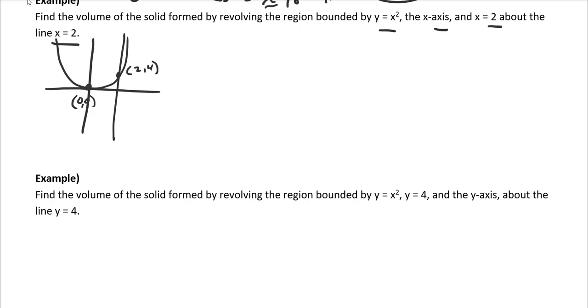So what do I have to do here? Well, because I'm going about the x equals 2 line, that means this area over here is going to be horizontal disks.